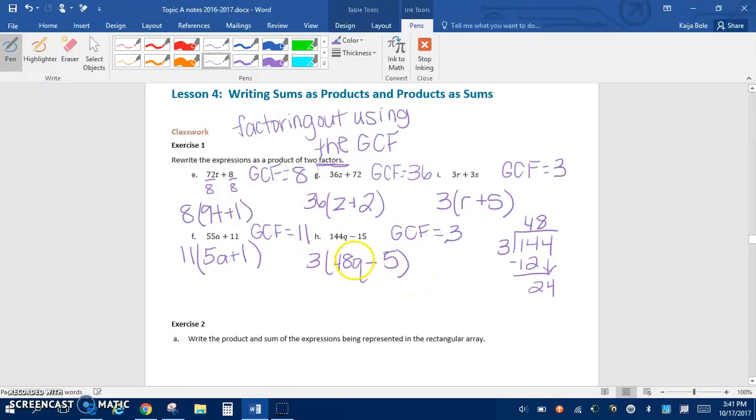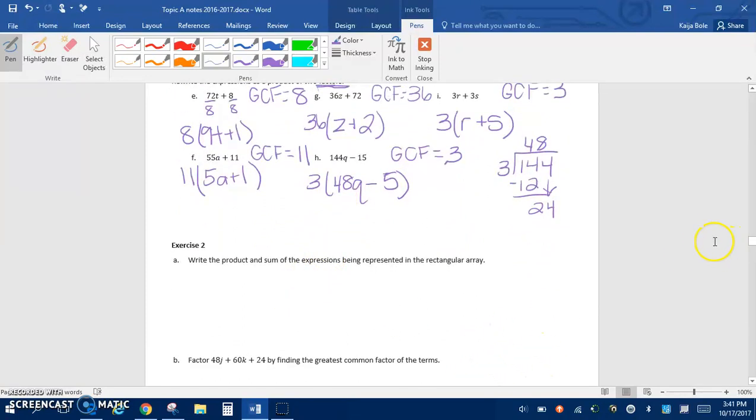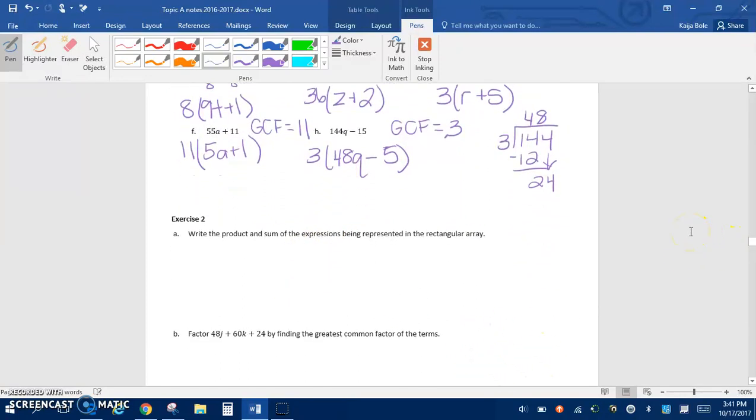Alright. In exercise 2, it says write the product and sum of the expressions being represented in the rectangular array. So I'm going to fill this in, so write it down. We have a rectangular array here. 2x in the first box, 12y in the second box, and then 8 in the last one. So this is just kind of a little reminder if it says to write the product and the sum. So first, if we write the sum, we would have 2x plus 12y plus 8.